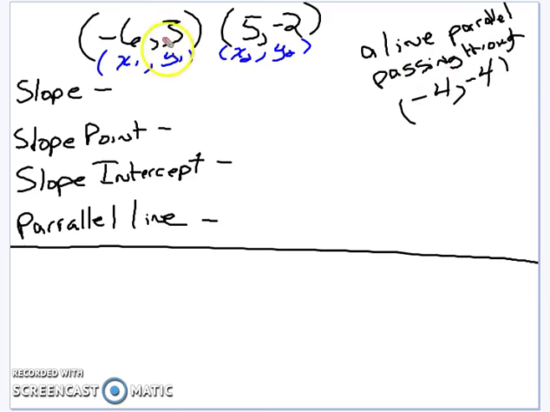-4 and -4. And we get 2 points. We have -6 and 3, and we have the point 5 and -2. So I've already pre-labeled these as x1 and y1 and x2 and y2. So this we'll call coordinate point 1, and we'll call this coordinate point 2. All right, so the first thing I'm going to do is find slope.